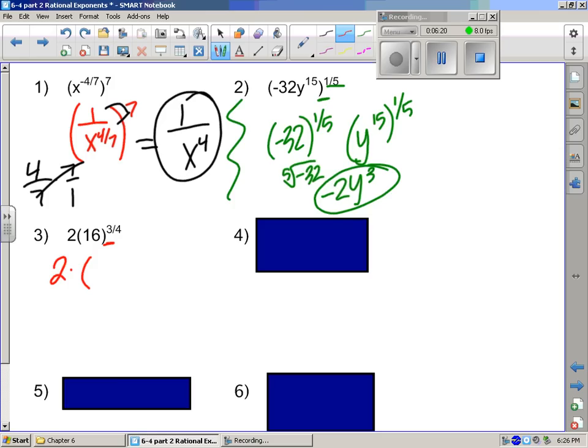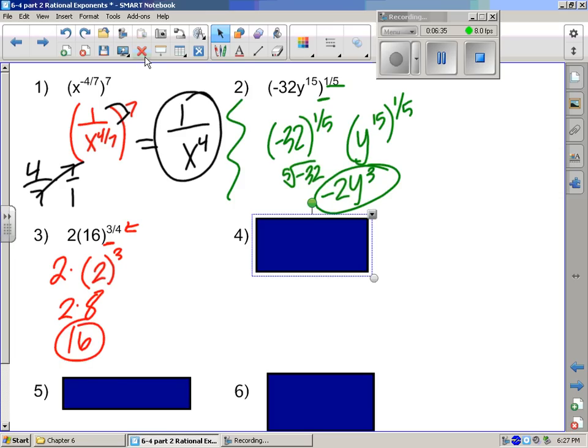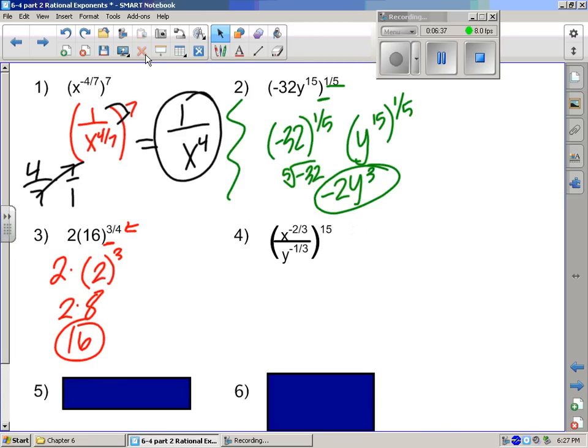Okay. We have a 4th root, so let's take the 4th root of 16. When I do that, I get a 2. That's raised to the 3rd power. I still need to do that exponent first, so that becomes 8. Then we'll multiply it by 2. Final answer is 16.